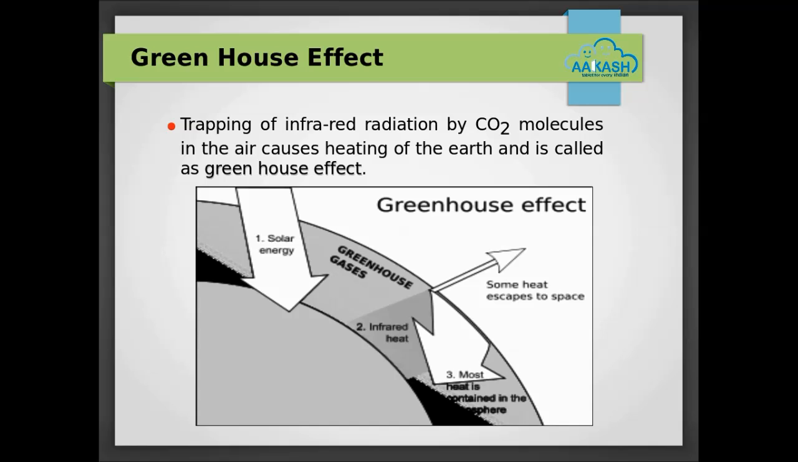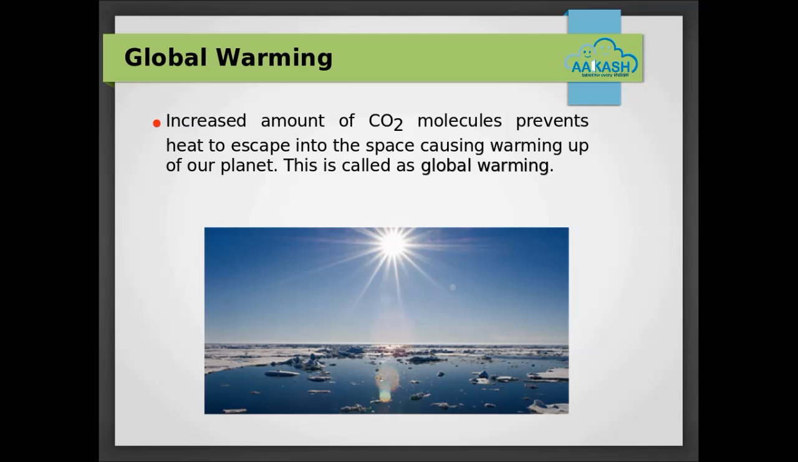Carbon dioxide, water vapor, methane, nitrous oxide, and ozone are the chief greenhouse gases. The diagram shows the process of greenhouse effect. Global warming. Human activities like burning of fossil fuel, carbon emission, deforestation, conversion of green land into wasteland has caused serious ecological imbalance in the form of increased amount of greenhouse gases. Increased amount of greenhouse gases has led to global warming.